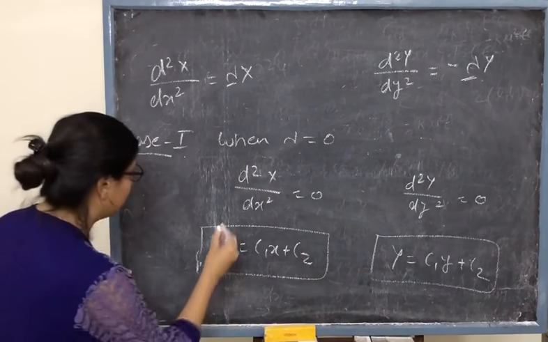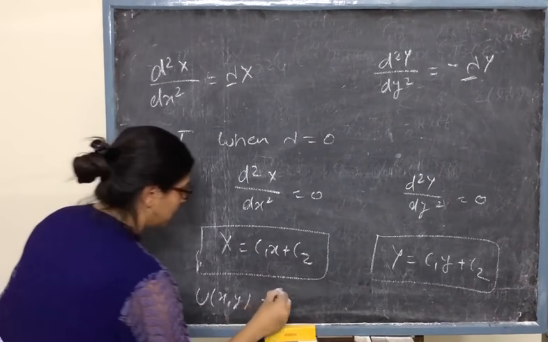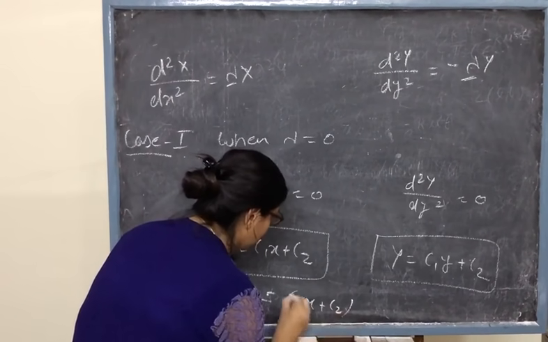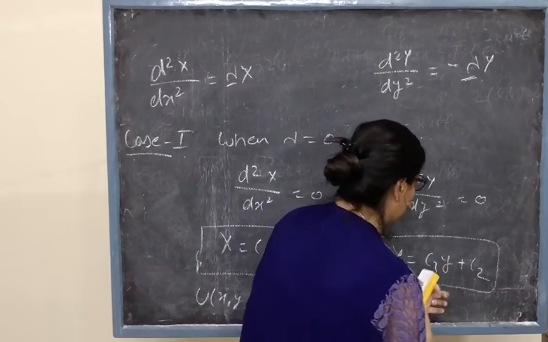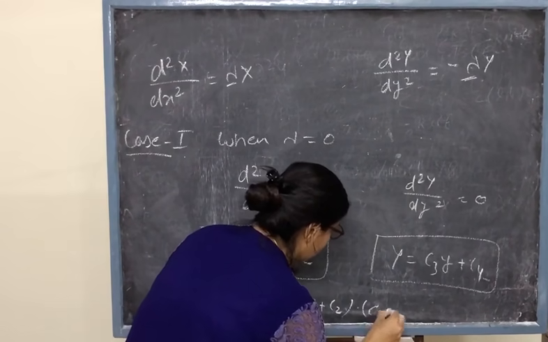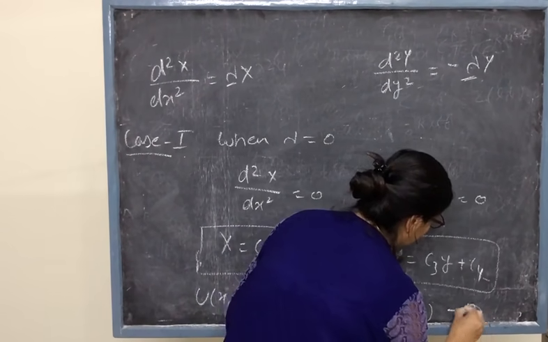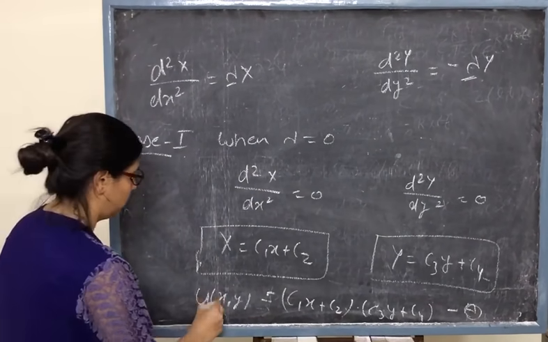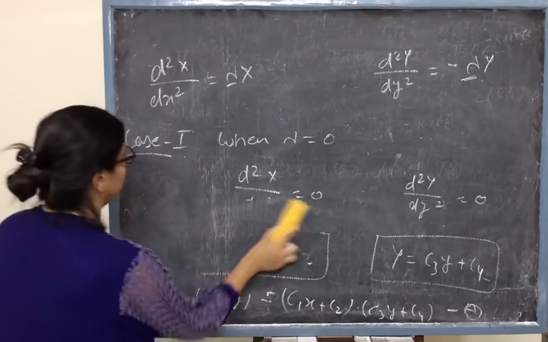So in this case, what is our u? Here our u(x,y) should be (c1x + c2)(c3y + c4). This is our first solution. When lambda equals 0, our u should be (c1x + c2)(c3y + c4). Now the second case.